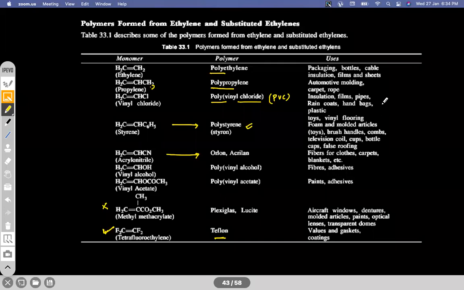Polyvinyl acetate paints, okay. Important one in this one is uses of orlon, right? Polystyrene use is important, okay. PVC is also important, okay. Use is also important. Probably they won't ask this in JEE, but BITSAT and other exams you can think of. It's a very common kind of question. NEET also, they can ask this question.